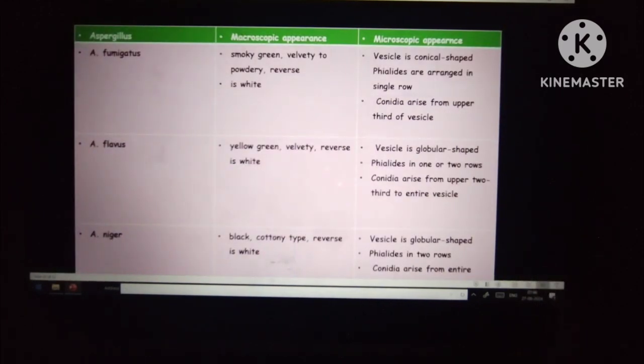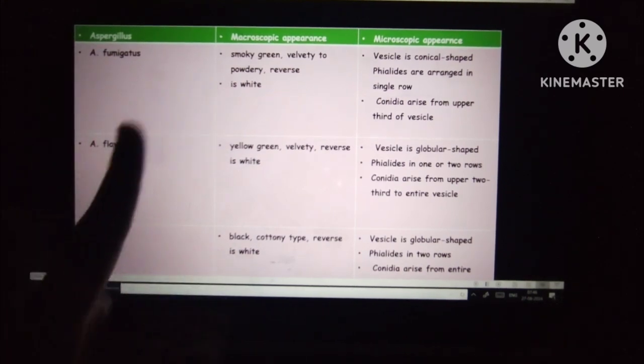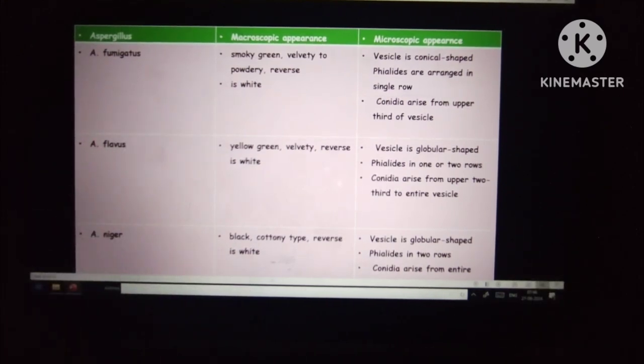So here, macroscopic appearances. For fumigatus, always remember smoky green, okay? Just remembering that word is enough, smoky green. So fumes, it all will be like smoke, just remember like this. And fumes, you know in a house there will be chimneys, so the fumes will be going in one direction. So it is usually present only in the upper third, okay? Conidia usually arise from the upper third of a vesicle.